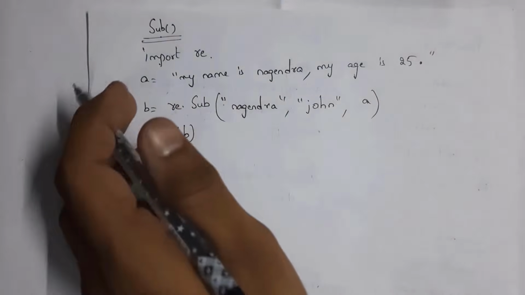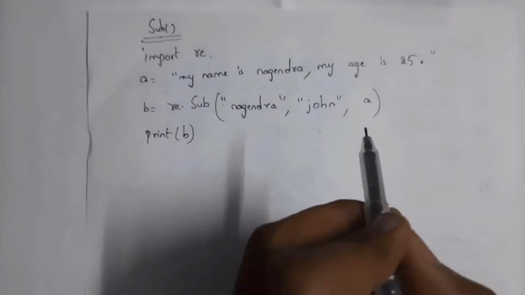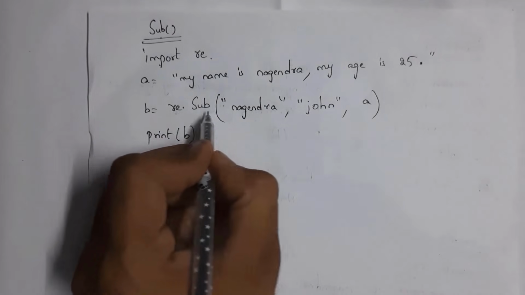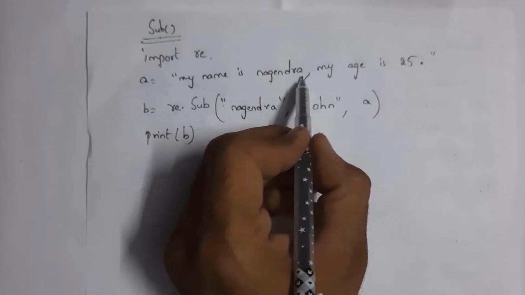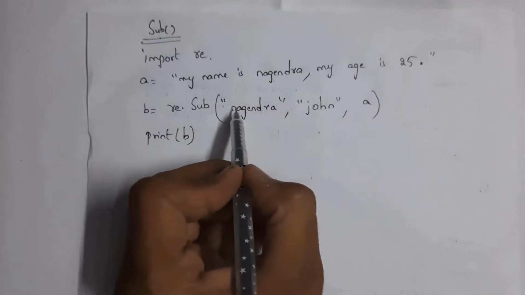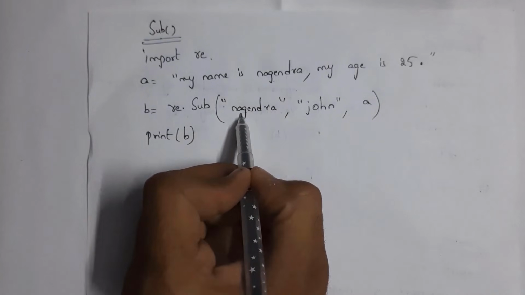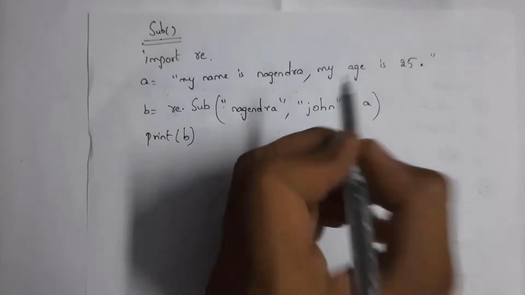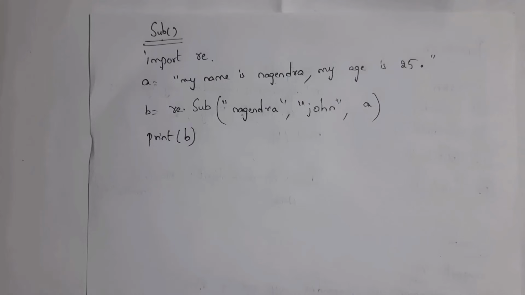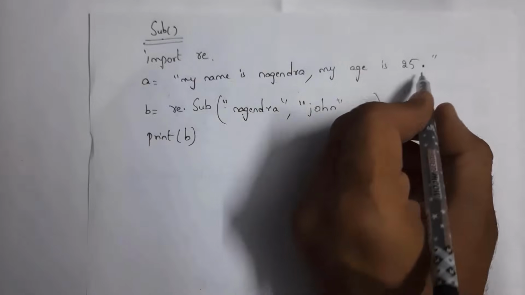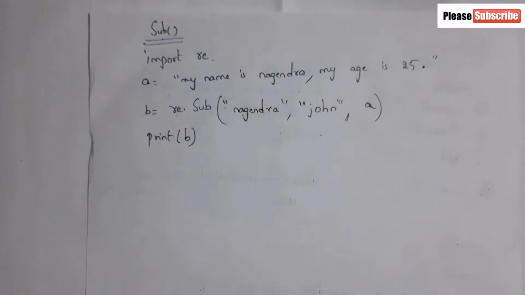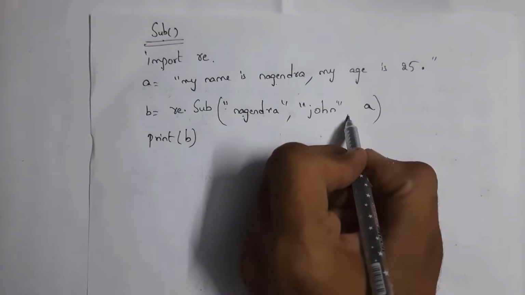I am storing this string in variable a, and next I took another variable, that is b, and I written b equal to re.sub. This is substitute function. And now I want to replace this name Nagendra with John. So just write here Nagendra where Nagendra is string. So you need to represent Nagendra in double quotations, comma I want to replace Nagendra with John. So write here John. So take John in single or double quotations. This string is present in variable A. So definitely write here A, or else it will display error. So definitely write here John, comma A.